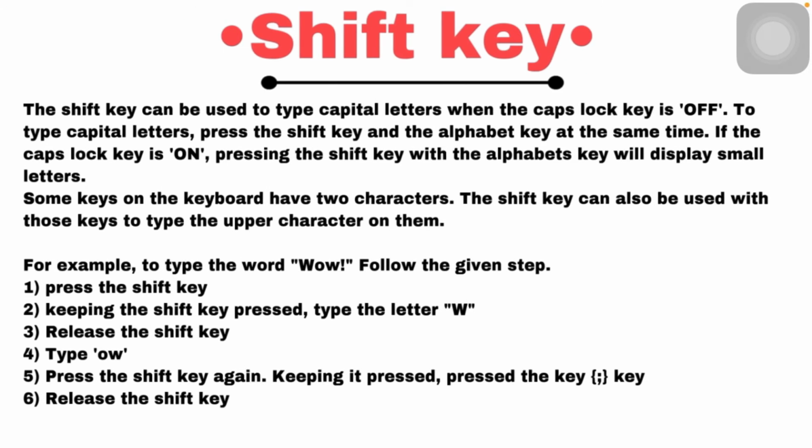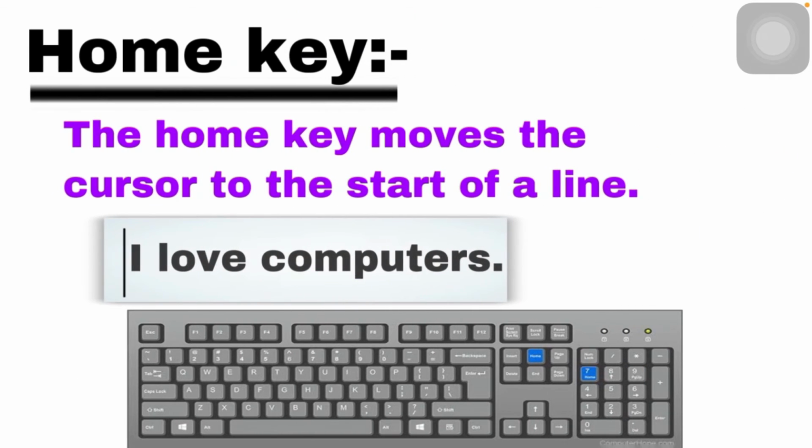Okay, so after the shift key the next specific key is the home key. This home key is mainly used for moving the cursor to a starting point. If the cursor is present at any place, when you press this home key, the cursor directly comes to the starting of the line. Okay, so there are two home keys presented on our keyboard. You can see here a picture of the cursor.